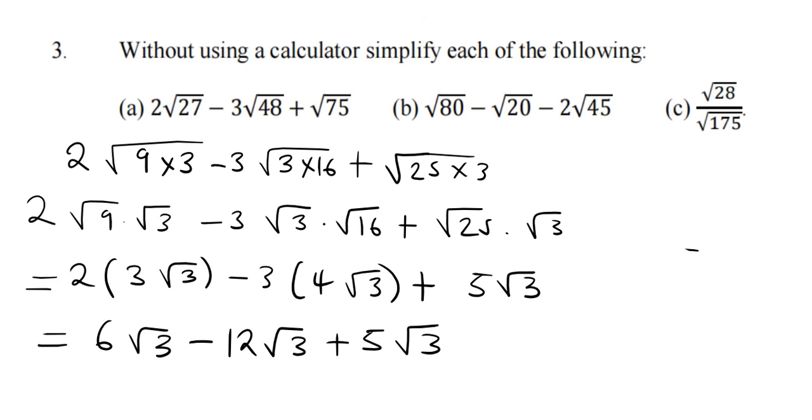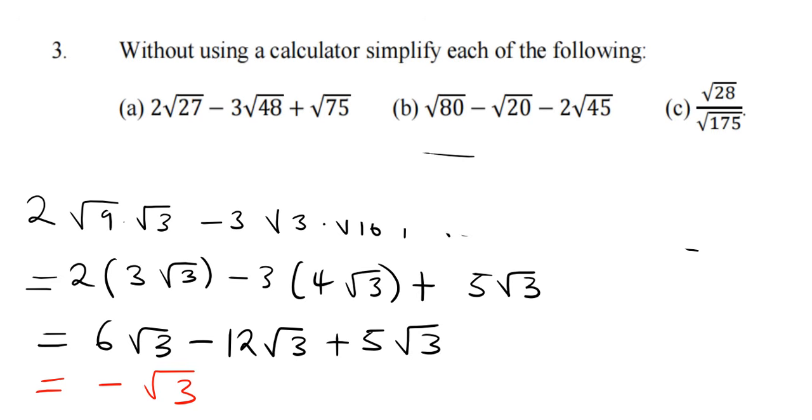So in this case we're going to have 6 minus 12, it will give us negative 6. Negative 6 plus 5, we're going to have a negative 1. Then we have a root 3, okay, like that. But for it to look nice, I'm just going to say negative root 3, okay. So basically that is the answer for A.